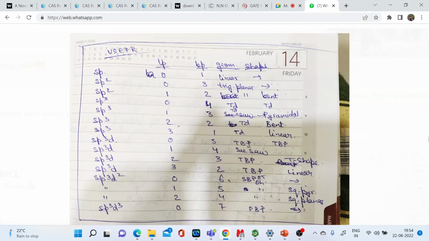Ma'am, when the shape will be pentagonal? See, in this case, sp3d3, you can see PBP means pentagonal bipyramidal, and the shape will be the same. So for sp3d3, when we have seven bond pairs and zero lone pairs, then we will get the geometry of the compound as pentagonal bipyramidal. The shape will also be pentagonal bipyramidal only.